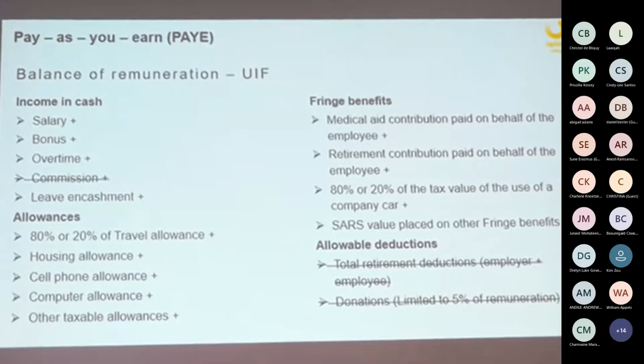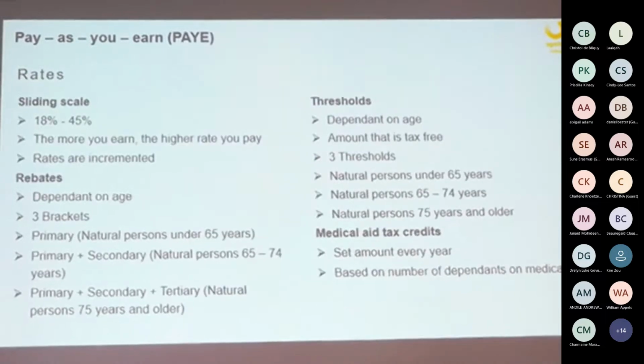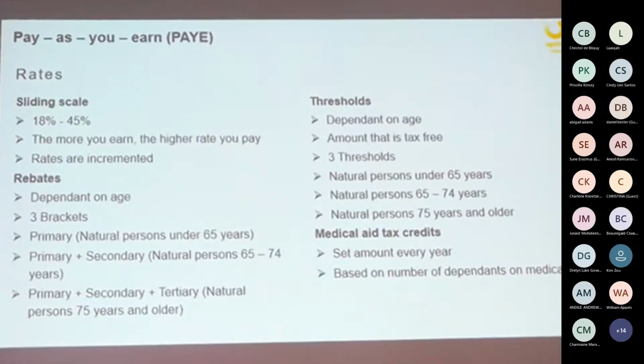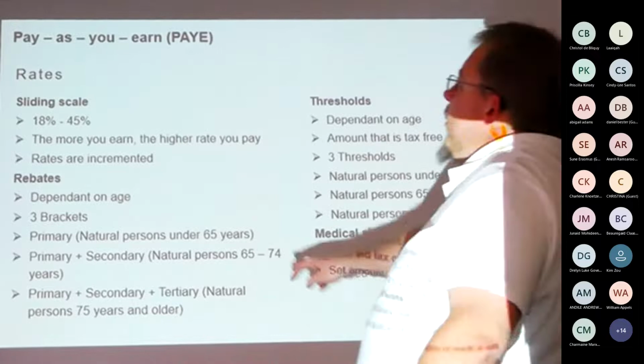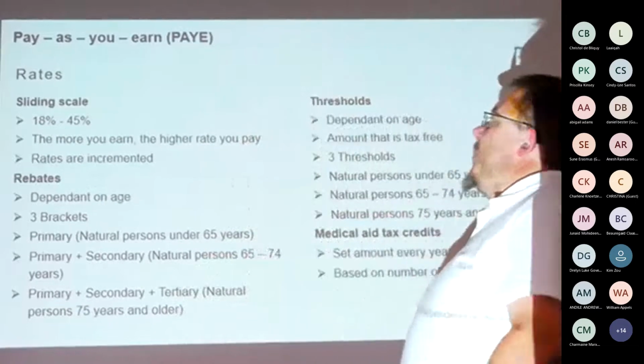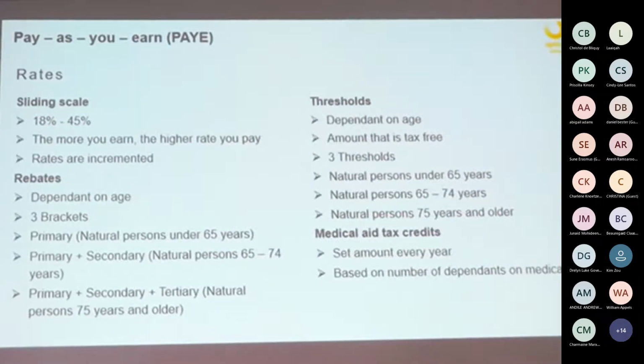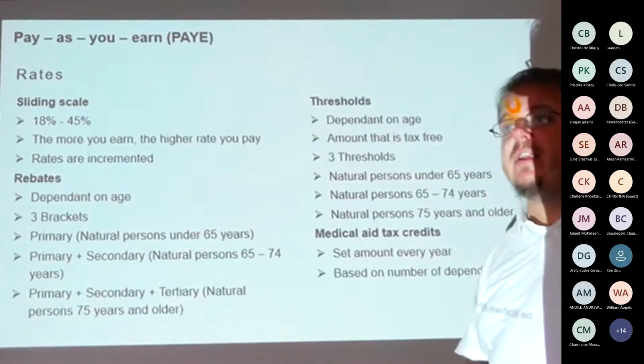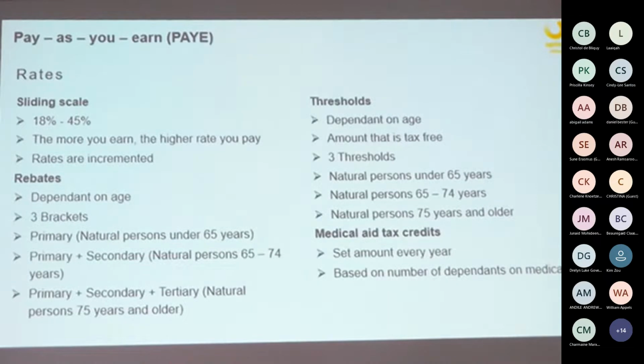No commissions, no deductions. Okay, how does tax work? Tax works on a sliding scale from 18 to 45%. It doesn't matter if it's PAYE or tax. The more you earn, the higher the rate you pay, incrementally. It doesn't mean that if you earn a lot, you only pay that percentage. It's incremental. I'll show you when we look at the table.